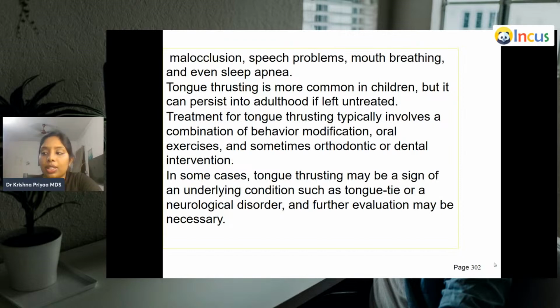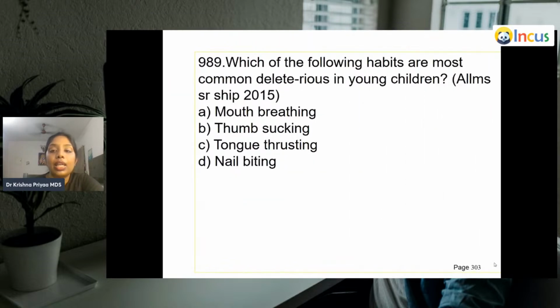So we usually associate the patient with particular dental exercises, like the ice cream stick exercise, or else we'll ask them to pronounce certain words for a certain period of time in order to adjust the tongue thrust issue. Which of the following habits are most common deleterious in young children? So, which is most common here? Mouth breathing, thumb sucking, tongue thrusting, or nail biting?